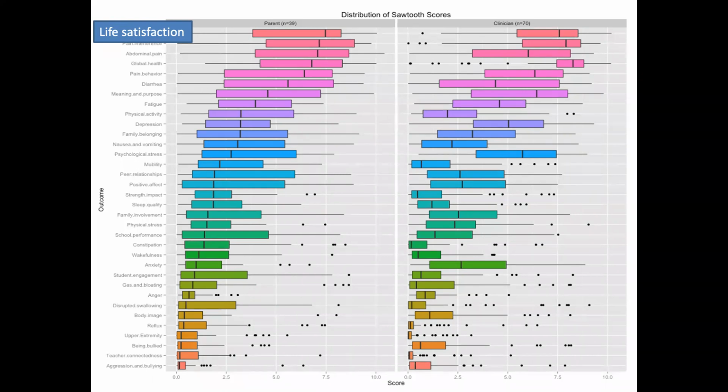The number one, let me just go back. The number one outcome from parents' perspective was life satisfaction. Most important, not whether or not they had mucosal healing, whether or not their child had a happy and satisfying life. Number two, do they have pain that's interfering with their functioning? So-called pain interference. Number three, GI symptoms. Number four, their overall satisfaction with their health. Number five, fatigue.